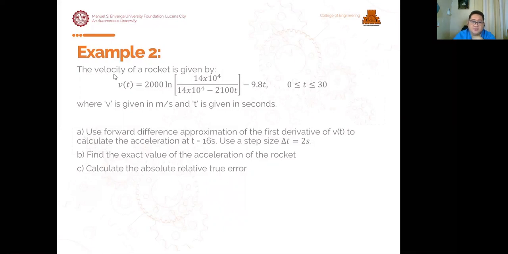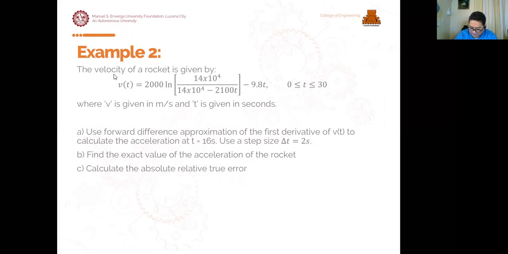Okay? So our question: use the forward difference approximation of the first derivative of v of t to calculate the acceleration given that t is equal to 16 seconds, and our step size is 2 seconds. Then find the exact value. Then we find the absolute relative error of the given problem. Okay. So, it asks us to use forward difference.